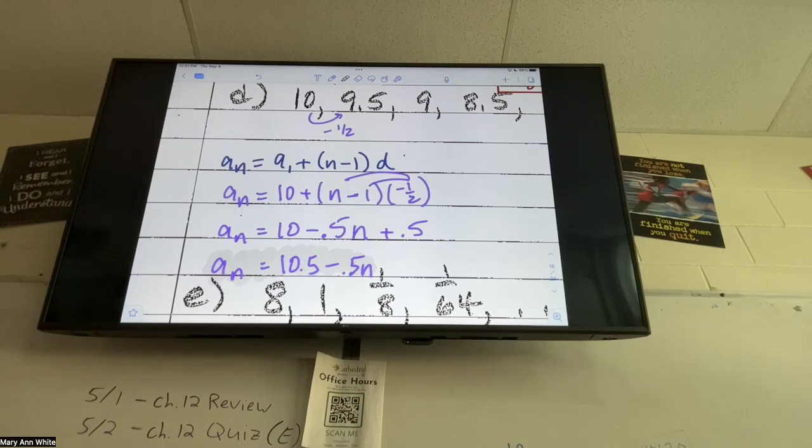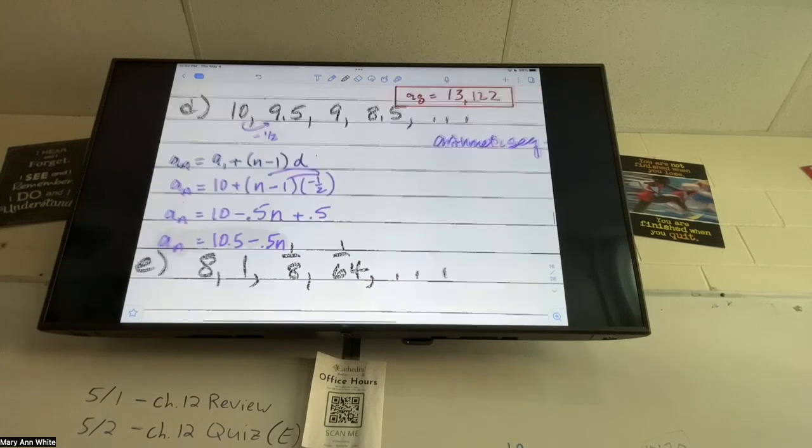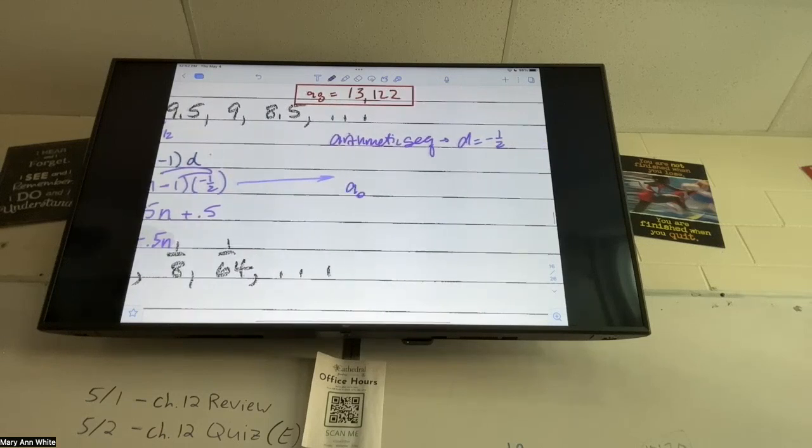Okay, you guys okay with that so far? Okay, now I'm going to use this and I'm going to go find my eighth term. I don't care if you use this bottom equation to solve, or the equation that I got when I first started plugging things in. Either way, you should get the same answer as I do when we go find a sub 8.